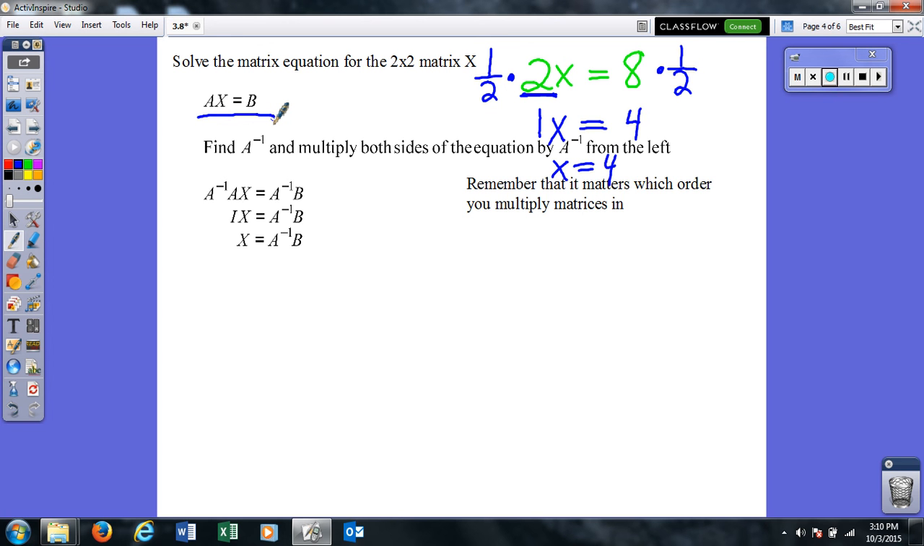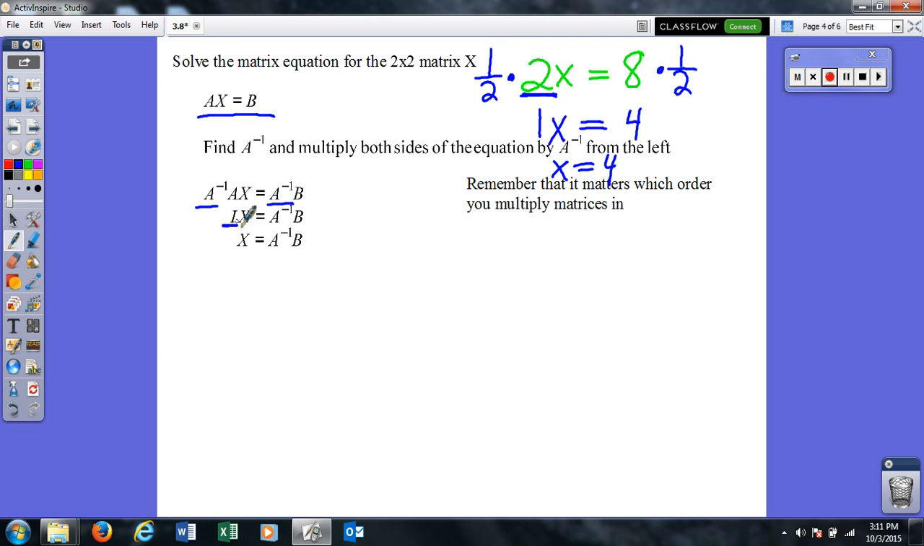Well, if we have A times x equals b, we need to find the inverse of A. So you find the inverse of that first matrix and multiply both sides of the equation by that inverse. Well, then on the left side, when you multiply something by its inverse, you get the identity, which is the matrix version of 1. And then on the right side, you just have the inverse of A times b.